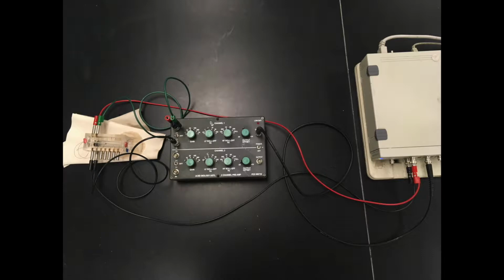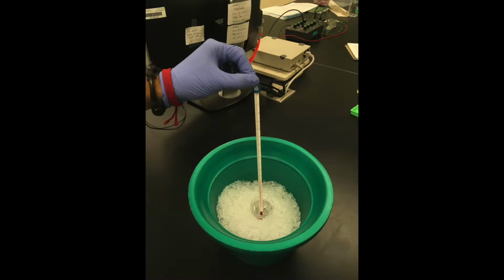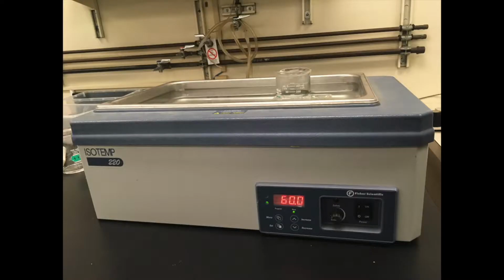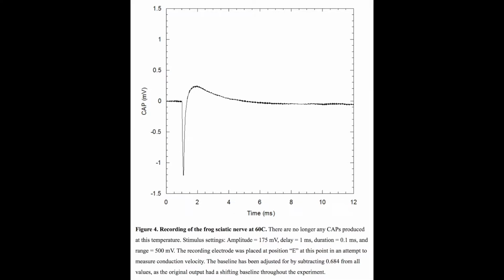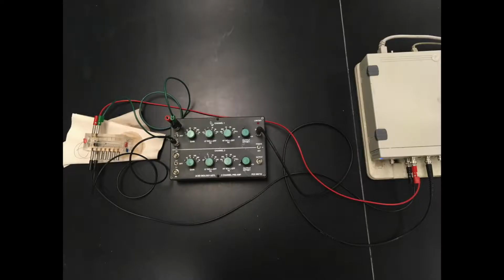Methods. We extracted the frog sciatic nerve and exposed it to Ringer solution at 15, 25, 37, and 60 degrees Celsius, respectively. Upon exposing the nerve to 60 degrees Celsius Ringer solution, it ceased producing action potentials. We will discuss what's going on here physiologically at the end. At each temperature, we tested for threshold and recruitment, conduction velocity, and refractory period.